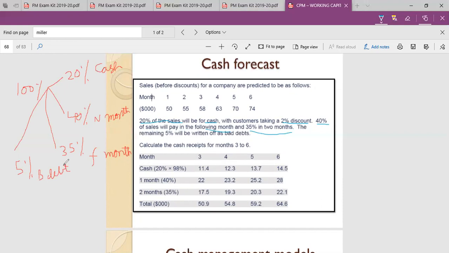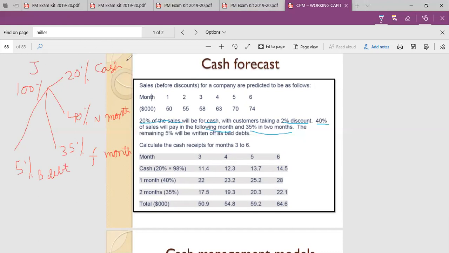We are asked to prepare a cash receipt statement, calculating the cash receipts for the months 3 to 6: third month, fourth month, fifth month, and sixth month. So these are the 4 months for which we have to prepare. But we are focusing on how much cash is received during the third month, fourth month, fifth month, and sixth month. Cash received.